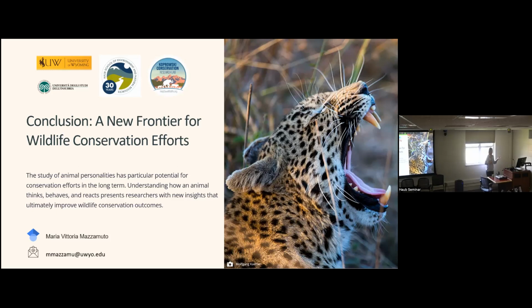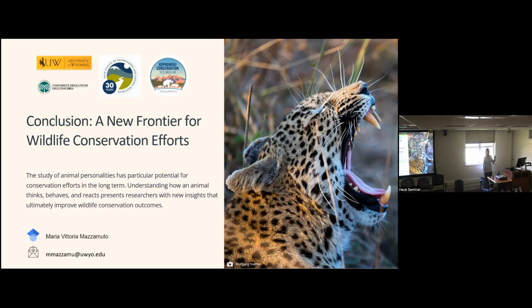For example, I did find personalities in Bengals. We had explorative individuals, we had bold individuals, and others that were shy or less explorative. But the type of habitat they were living in was not the selection force. And so I think there is this difference.